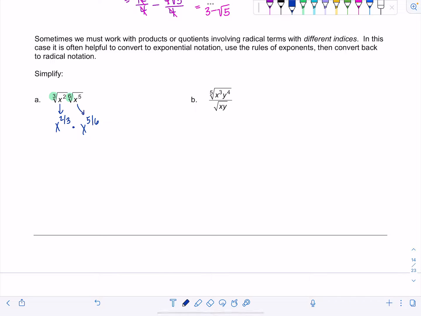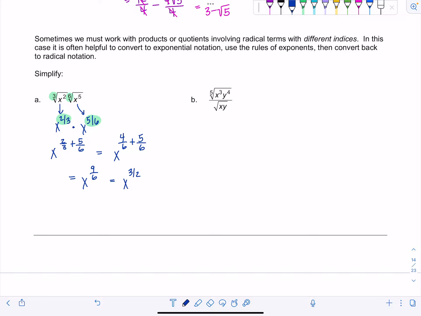Yes? And then now think back to our properties of exponents. We add these two together when we're simplifying. So this is going to be x raised to the 2/3 plus 5/6. Yes. 2/3, we got to get a common denominator. That's 4 over 6 plus 5 over 6. So this is x to the 9 over 6, which reduces. That's x to the 3/2. Okay.